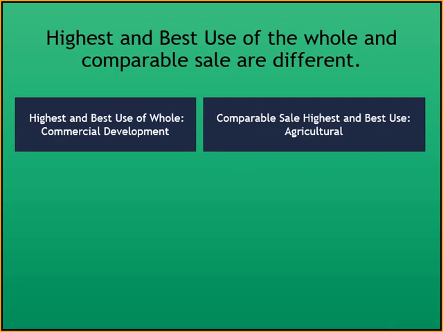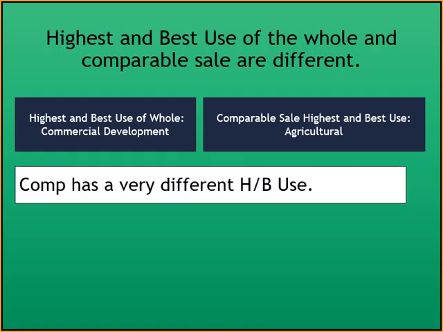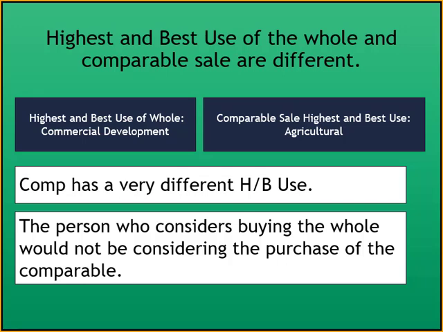Next comparison. Highest and best use of the whole and the comparable are different. The highest and best use of the whole is commercial development. The highest and best use of the comp is agriculture. Again, comp has a very different highest and best use. The person who considers buying the whole would not be considering the purchase of the comparable.